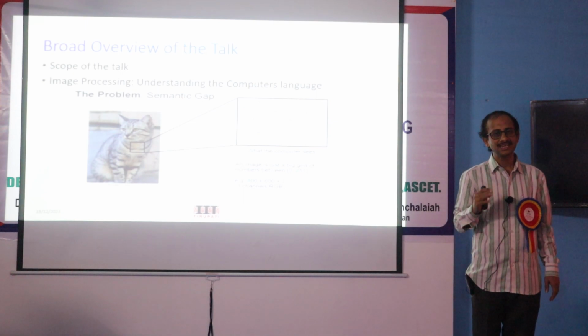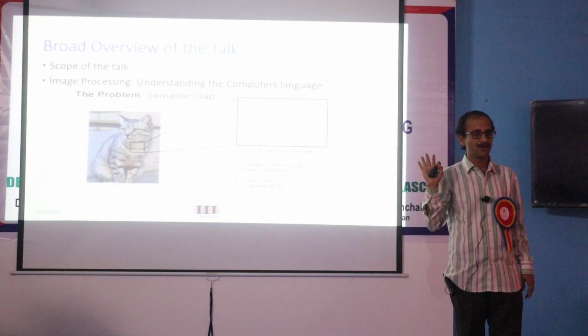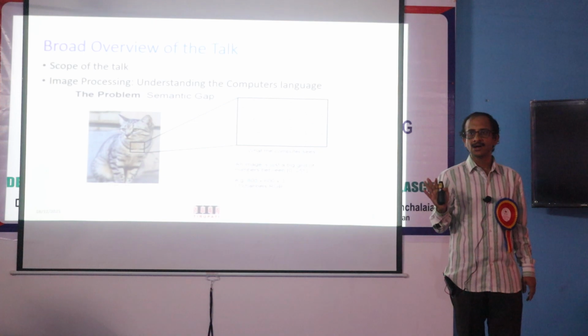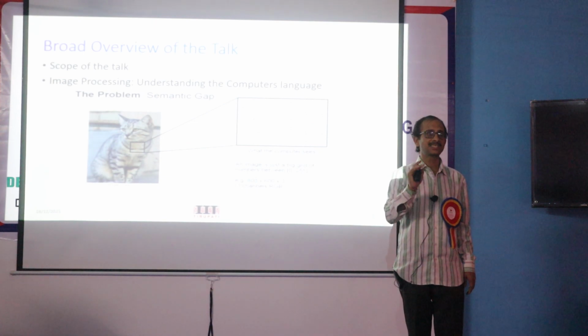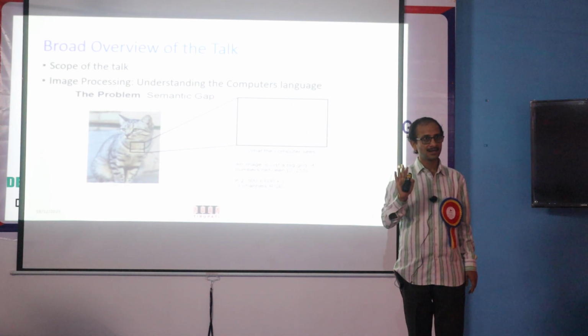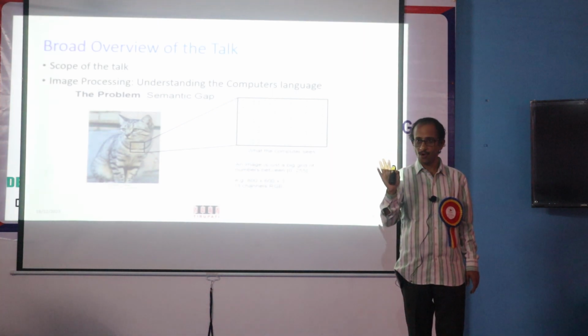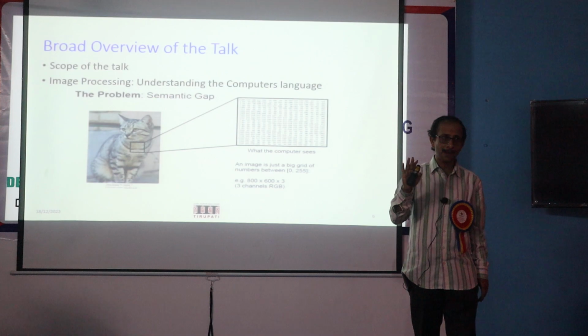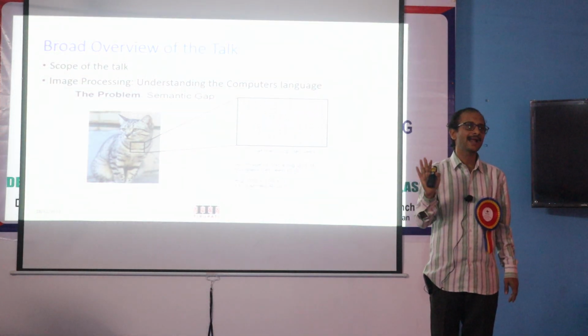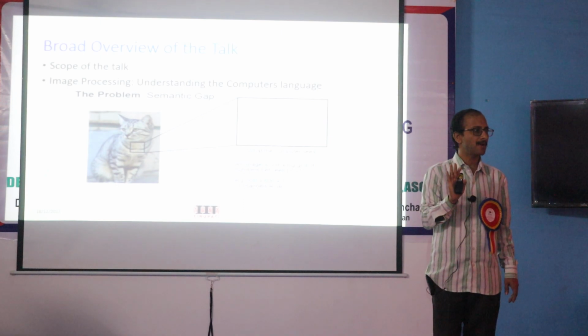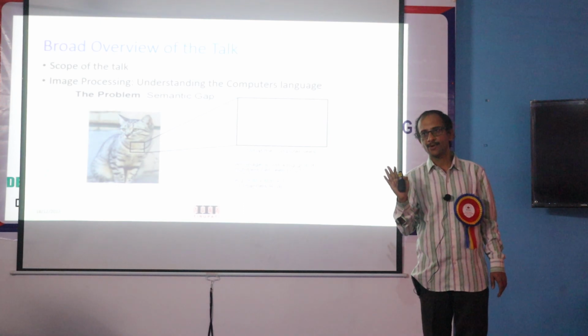But for a computer it just sees an array of elements. From this array of elements, we want to make inference of what objects are available, where the objects are, where the object boundaries are, which objects are present, and then what the interaction between the objects is, and understand the scene. This is the problem of image processing to computer vision.